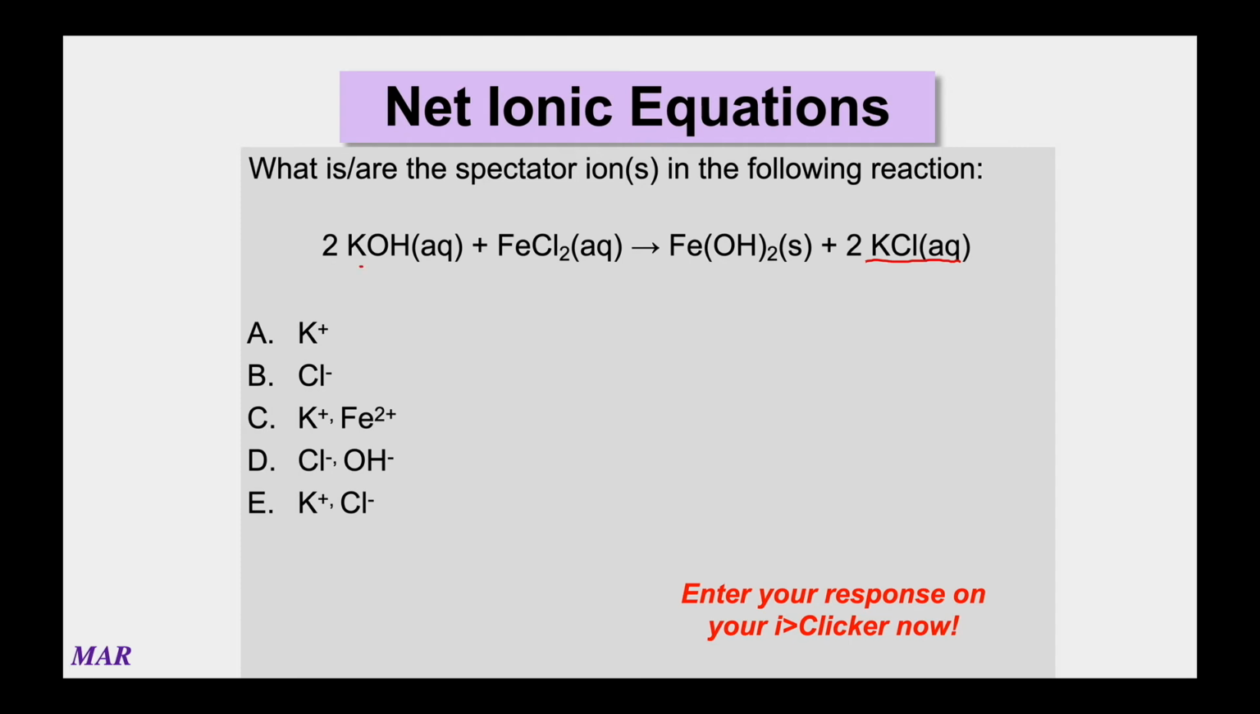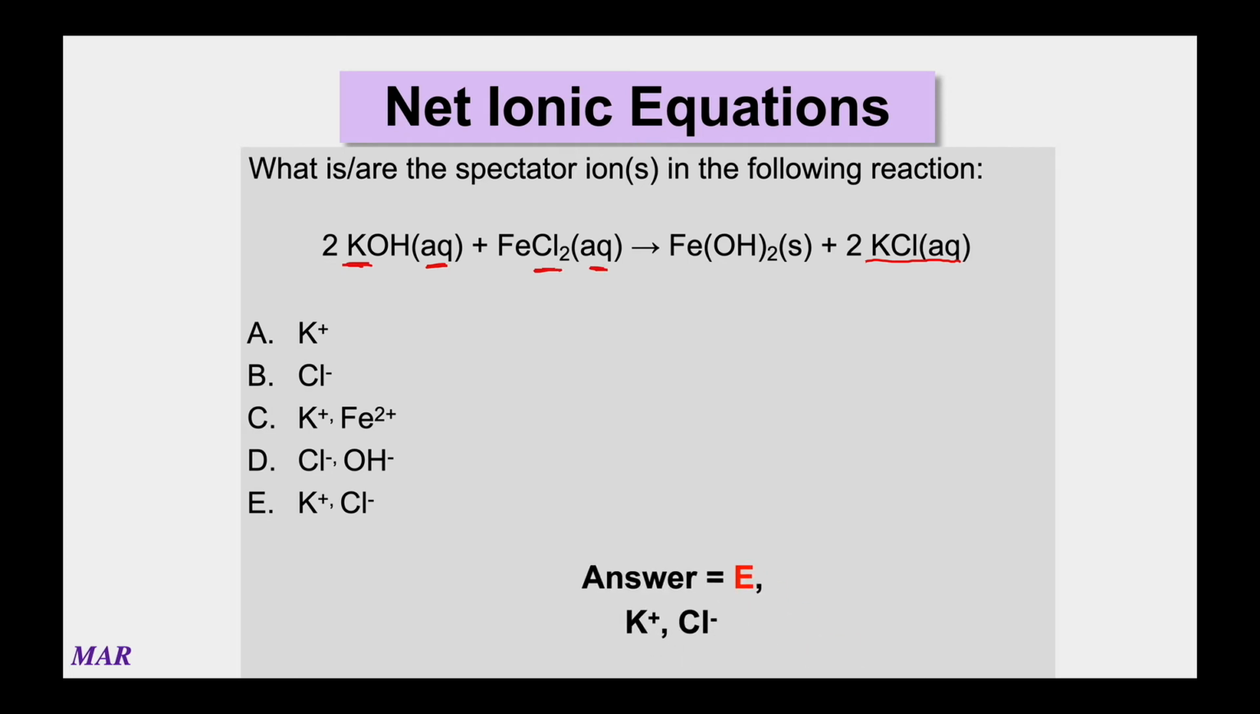And so sure enough, K plus is here. It's with the AQ part, so we know K plus is a spectator. And Cl minus is also in iron 2 chloride, which is also AQ. So this particular reaction has 2 spectator ions. Both K plus and Cl minus are spectators.